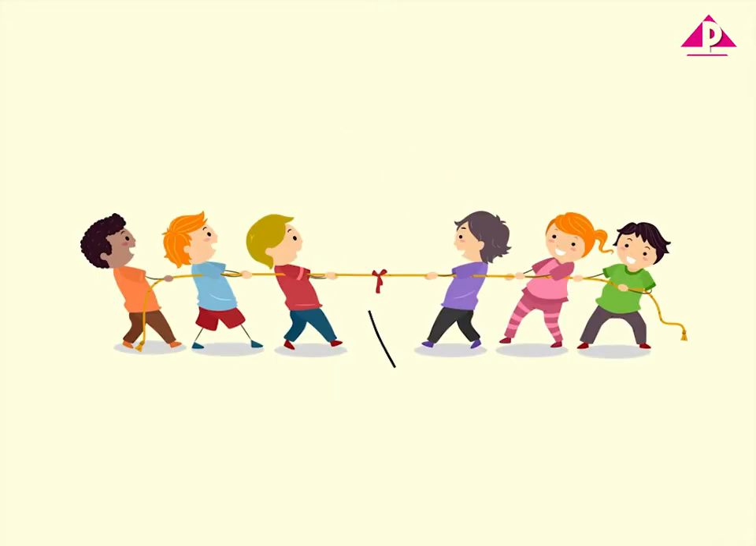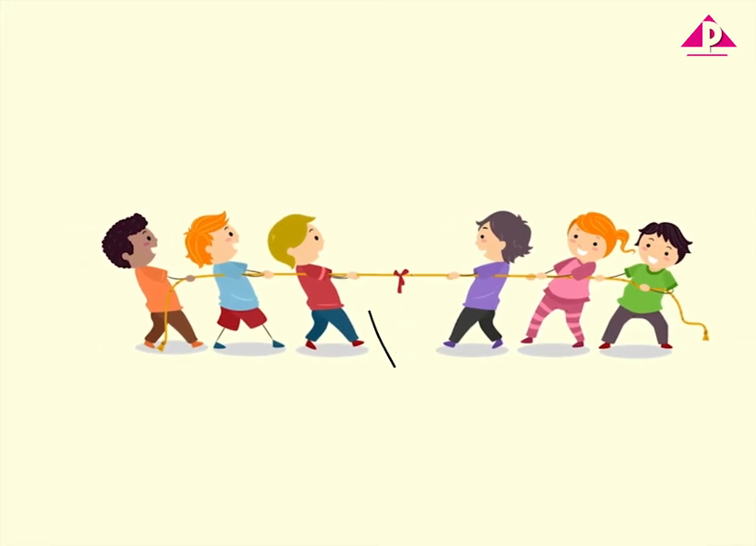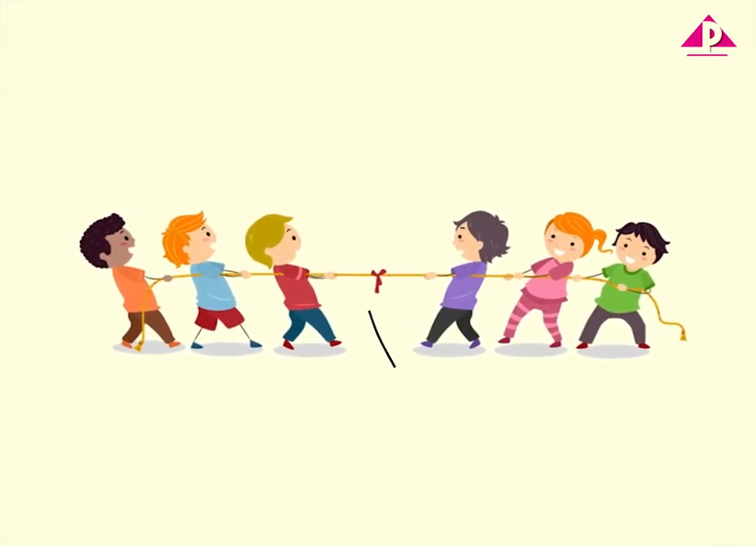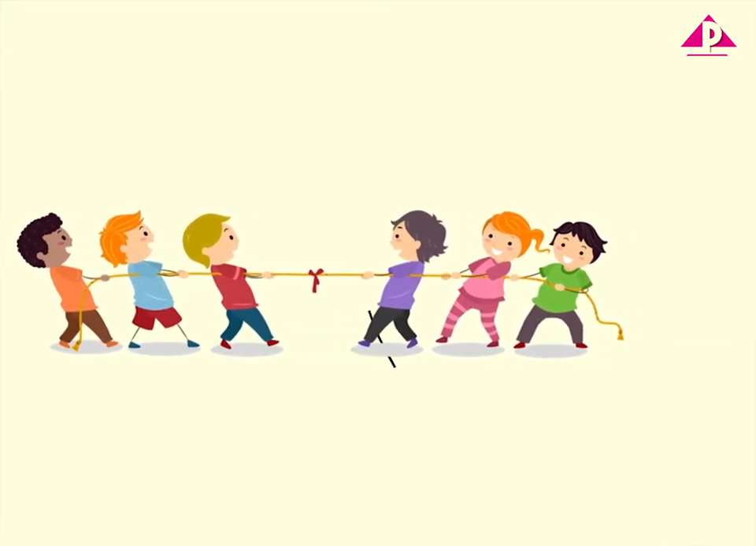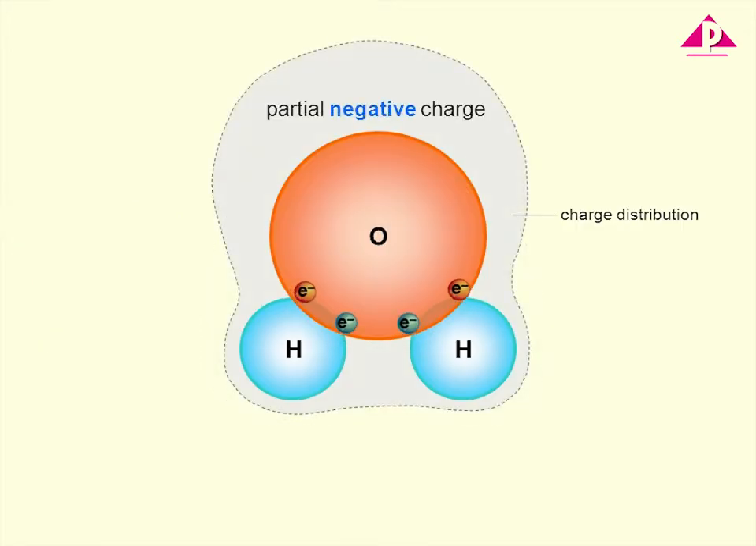You may imagine this as in a tug of war game. When one side applies a greater pulling force on the rope, the towel on the rope is pulled towards that side. This produces a partial negative charge at the oxygen end and a partial positive charge at the hydrogen end of the molecule.